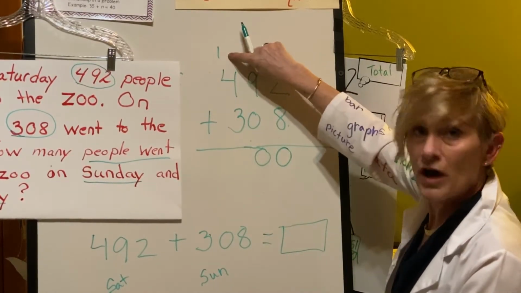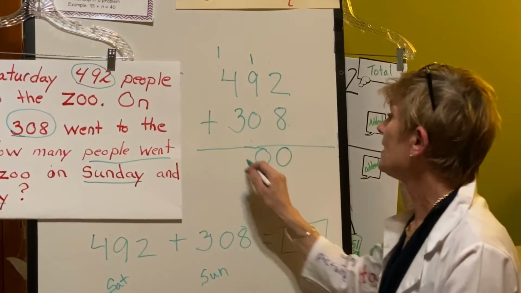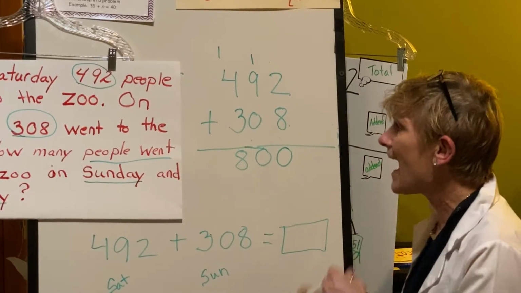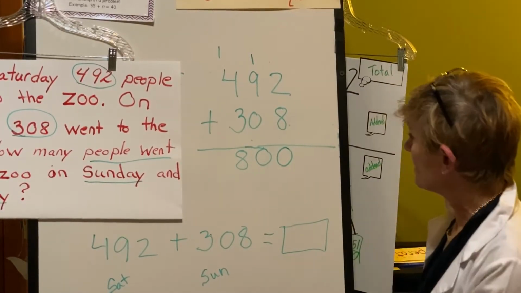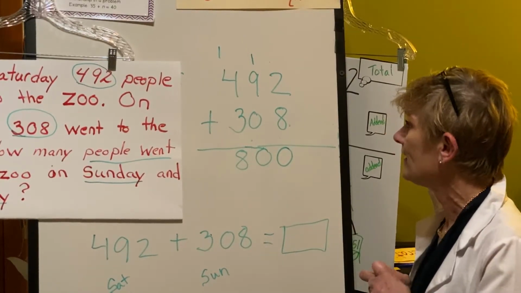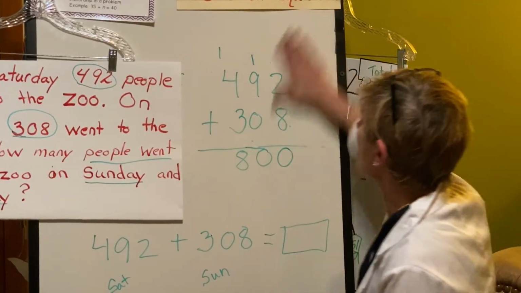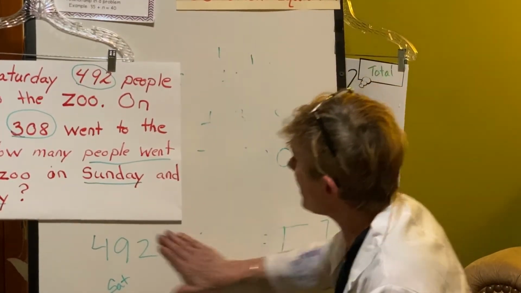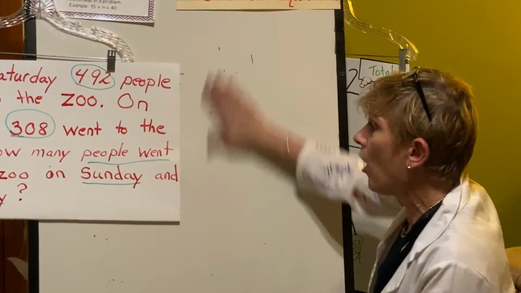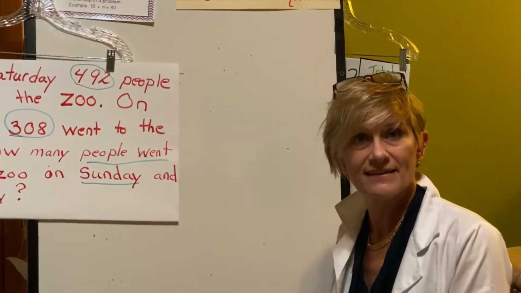And so now I've got a 100, 400, 300. That's going to make 800. So friends, my total is 800. So 800 people went to the zoo on Sunday and Saturday. I could, my friends, if I wanted to, look at this problem and I could also go, what if my problem was I had to find out how many more went on Saturday?